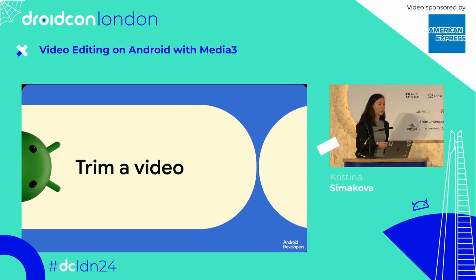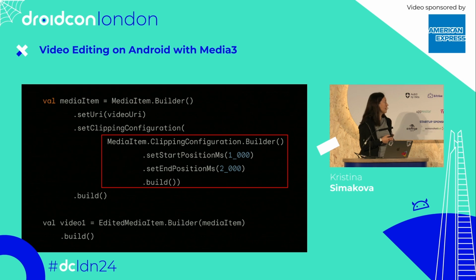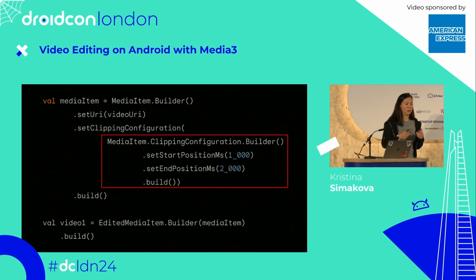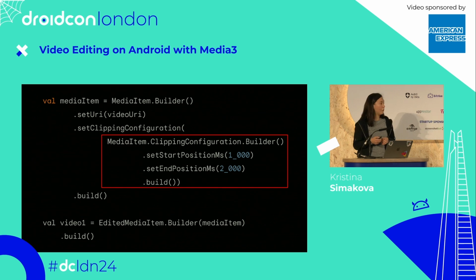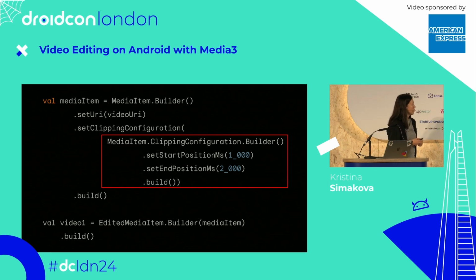With Transformer, you can also trim media items. We can achieve it by using clipping configuration when we are creating our media item. We can define start and end position, as demonstrated on the slide.